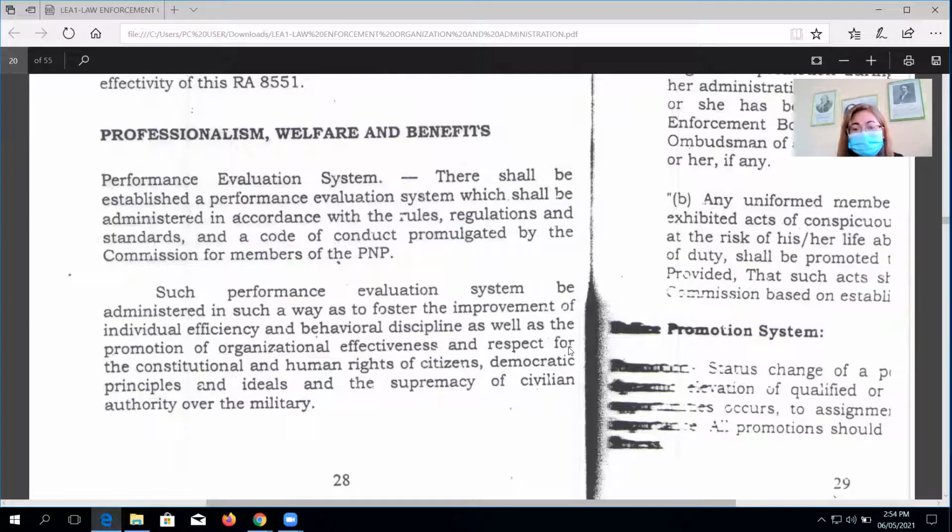Munang uban, dili tanan nakasulod nga bachelor's degree. But when Republic Act 6975 was amended by Republic Act 8551, ang nahitabo, the minimum qualification in terms of educational background is instead nga 72, kinahanglan nga bachelor's degree holder. Aside from bachelor's degree holder, you need to have eligibility also. Kung sa may mga eligibility nga pwedeng gamiton niya under 8551, kinahanglan board exam passer.